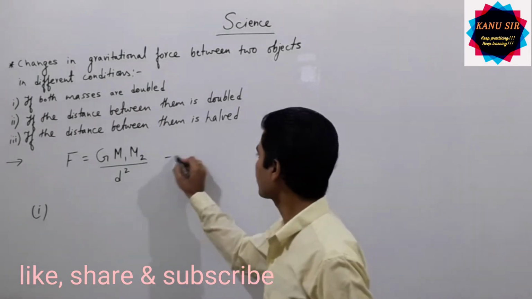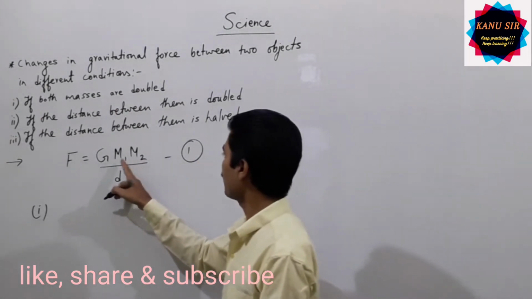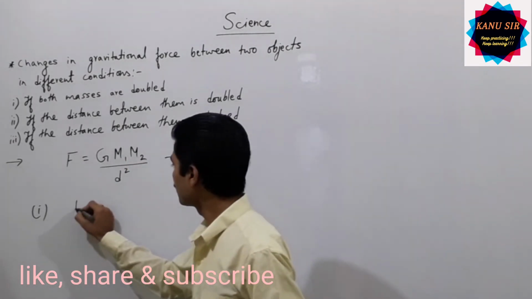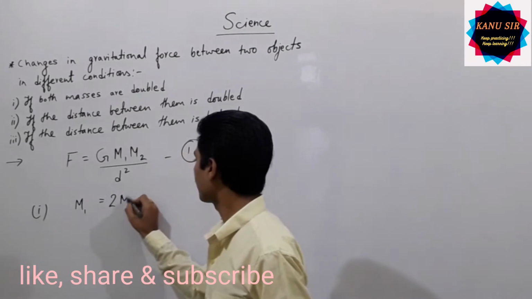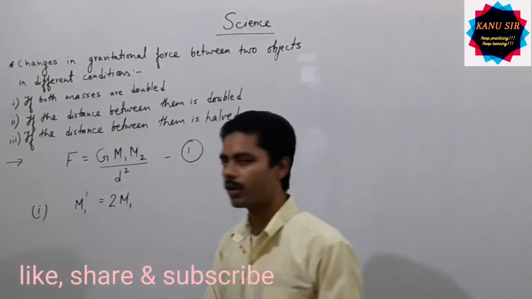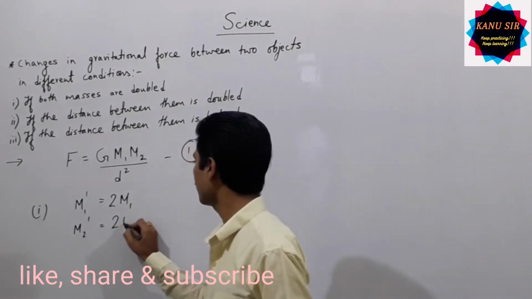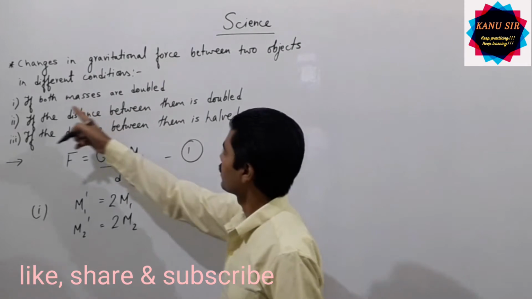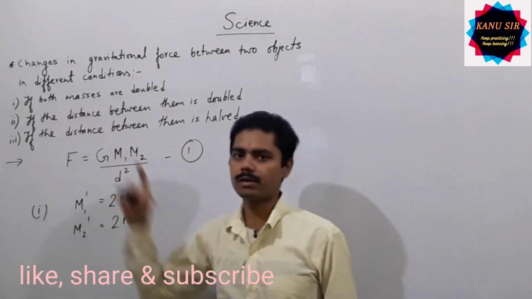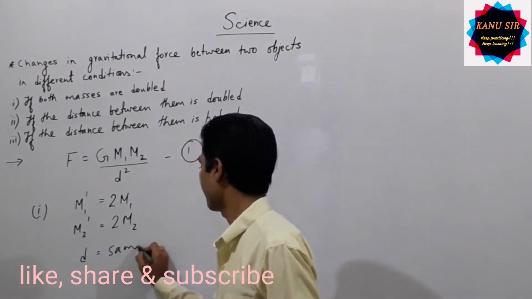In our first case, let us assume condition number 1, the masses are m1 and m2. Now the new mass for m1 will be 2 times m1, so we can write m1 dash, and the new mass m2 dash will be 2 times m2. The condition says the masses are only doubled, not the distance. So the distance is going to be the same.